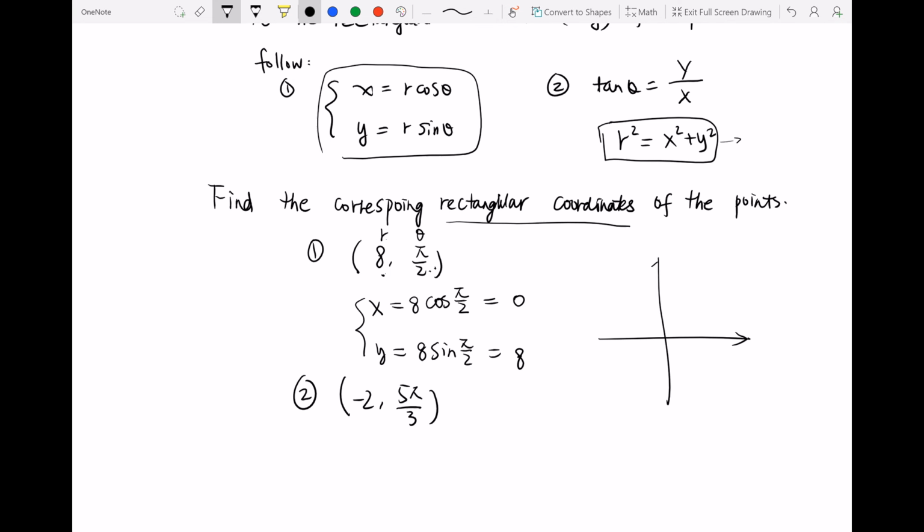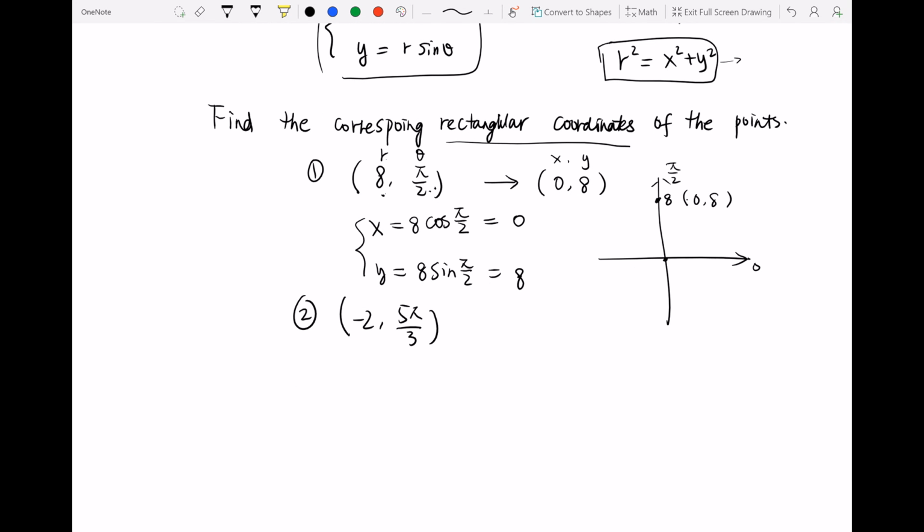So when you do that, this is 8, pi over 2. So this is 0. This is pi over 2, right? You do 8, pi over 2 at this angle, so it's 8 here. And at this point, you can tell that this x coordinate is 0, so it's 0, 8. Right? If you look at the picture, it's right. So the rectangle coordinates for this one is just 0, 8. This is r, theta; this is x and y.